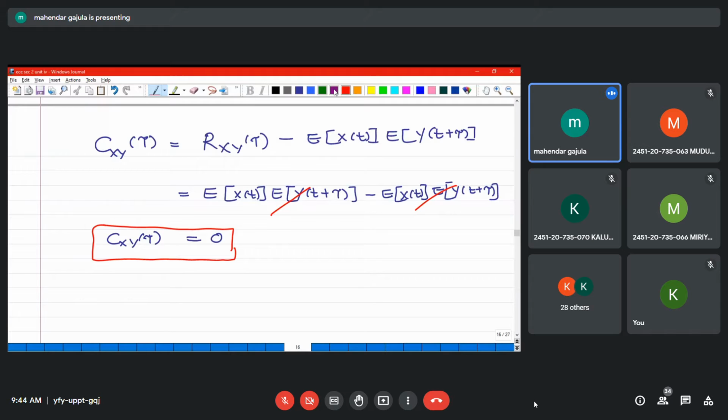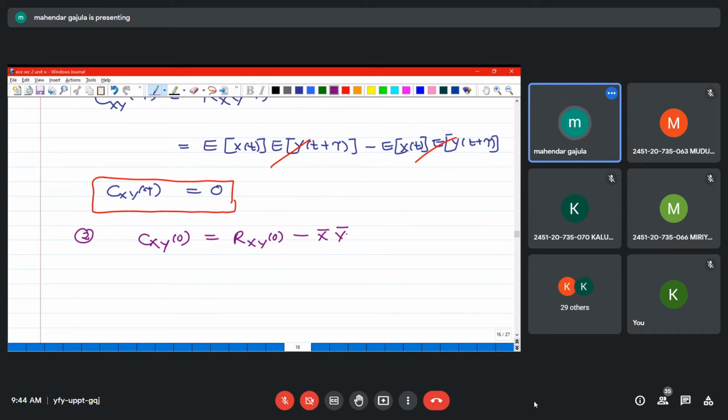Next, the second one: Cxy 0 means tau is 0, the time delay is 0. It is nothing but Rxy 0 minus x bar y bar. This is for cross covariance. And for autocovariance, C double x at 0 equals the autocorrelation at 0 minus x bar square. So these are the properties of covariance.